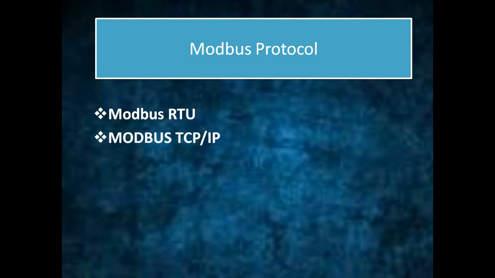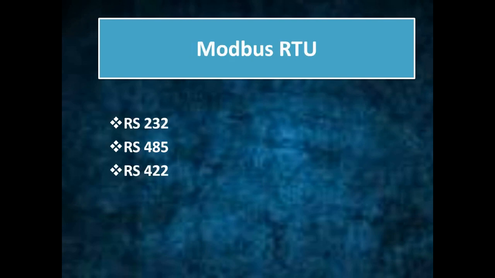We have two types of Modbus protocol. One is Modbus TCP IP, one is Modbus RTU. They serve their purpose in different kinds of environments. Let's explore what is Modbus RTU first. Modbus RTU is basically on the physical level. We have three types of communication mediums that we use: RS232, RS485, and RS422. Where we use what? This is really important to know.